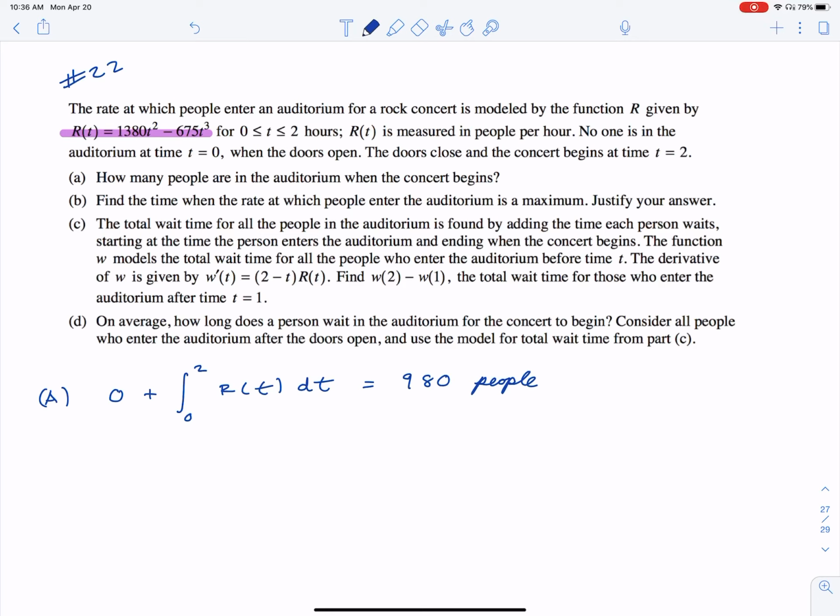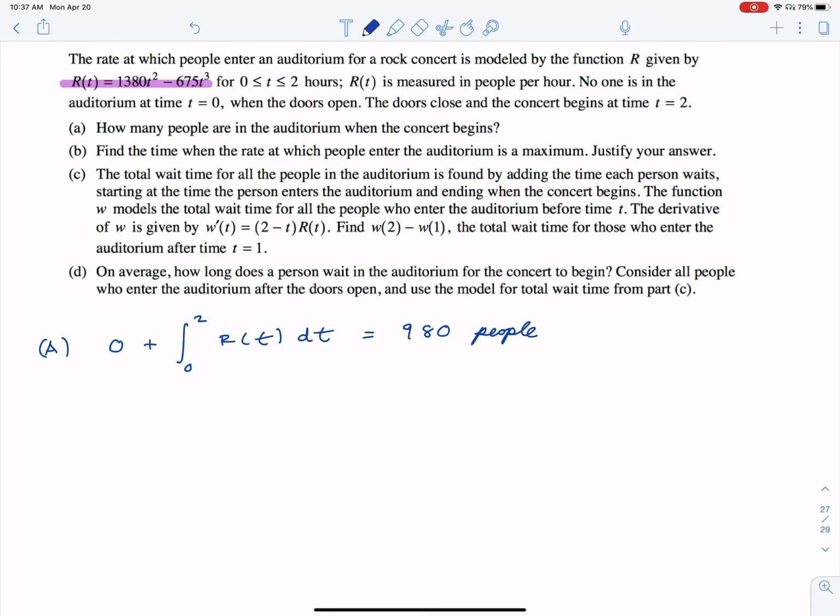Okay, let's move on to letter B. Find the time when the rate at which people enter the auditorium is a maximum. Justify your answer. So be careful. We're trying to find the maximum for the rate of change of people entering the auditorium.